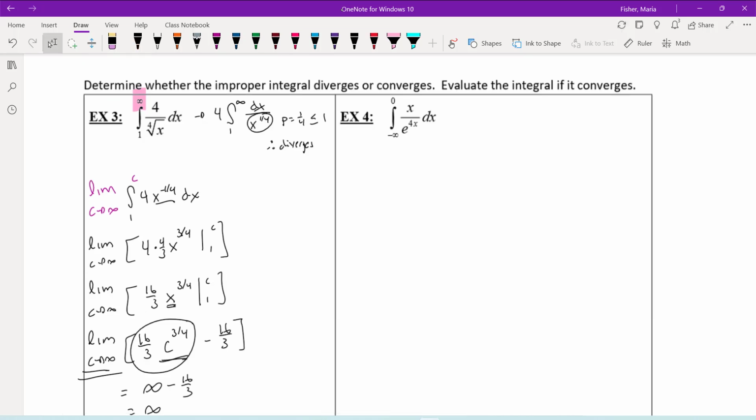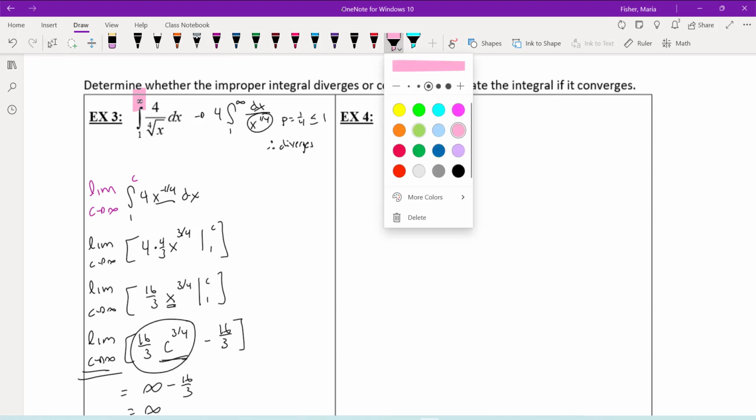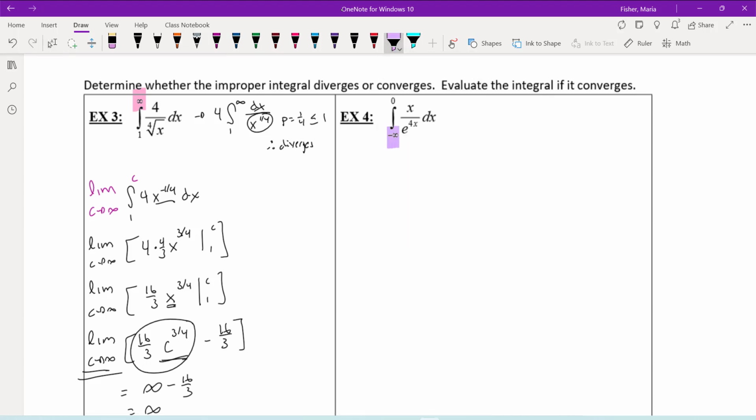What about number 4, the integral from negative infinity to 0 of x over e to the 4x? First, I have to rewrite it without negative infinity. Write it as a limit statement. The limit as c goes to negative infinity of the integral from c to 0. And then I'm going to rewrite this as a product because this is not a u sub, so it's most likely integration by parts, and that means we need to have it as a product. So x e to the negative 4x.